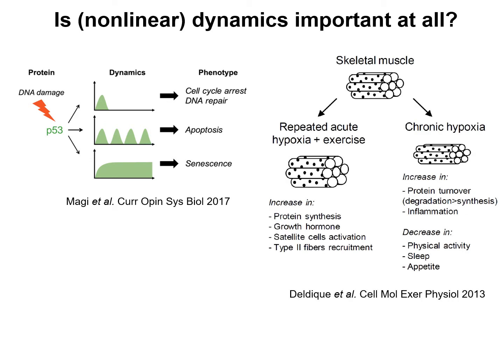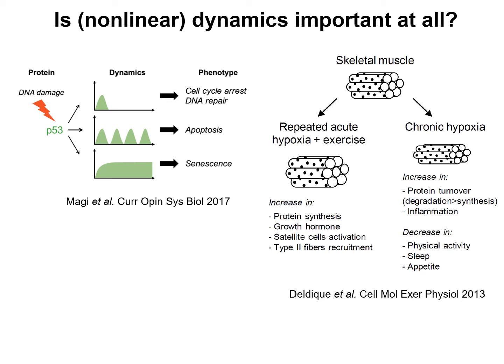Let me give you another example at the level of an organ now. So here is a skeletal muscle. What happens if in one particular case, this skeletal muscle faces cycles of hypoxia? Hypoxia is lack of oxygen. So once you're exercising, then what happens is that the tissue begins to face lack of continuous supply of oxygen. In that particular case, actually the protein synthesis and growth hormone increase.